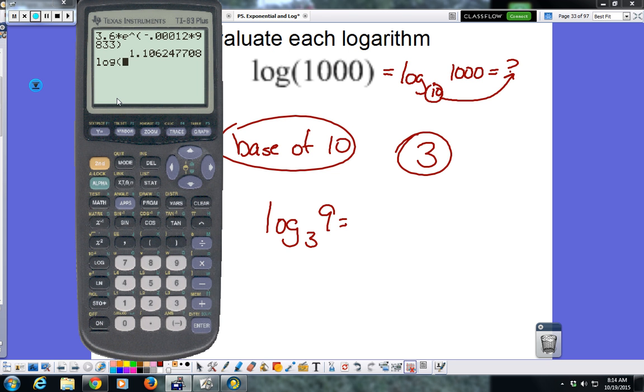So could I work this problem in my calculator? Sure. Would I need to? I hope not. Log of 1,000 is 3, because that's simply saying 10 to what power is 1,000, and it is 3. You could type in log of 1,000,000, and hopefully you would know that would be 6, because 10 to the 6th power would be 1,000,000.